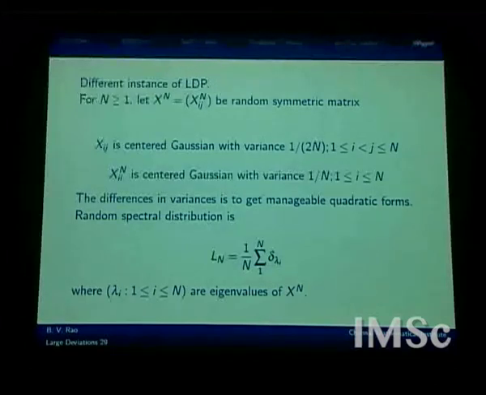Similarly, there are several other instances where the large deviation principle holds, but I shall now mention one more instance. Look at a random matrix. It is an n by n matrix. How is this n by n matrix made? I take IID random variables which are centered Gaussian with variance 1 by 2n, and I put them above the diagonal. I take centered Gaussian with variance 1 by n and put them on the diagonal. All these n into n plus 1 by 2 random variables are independent.